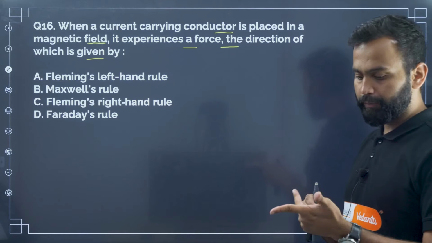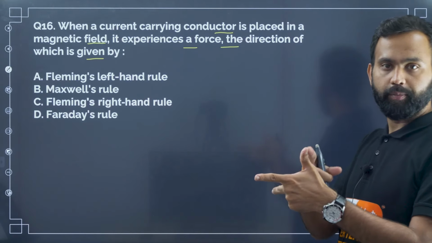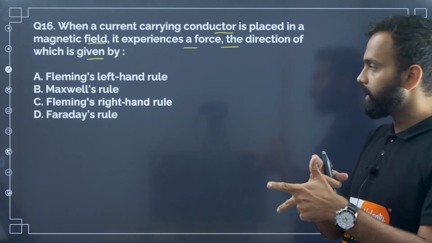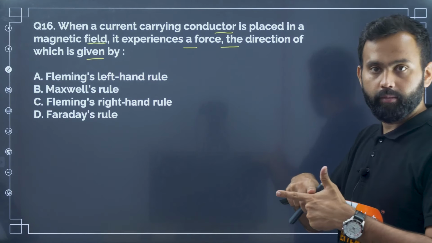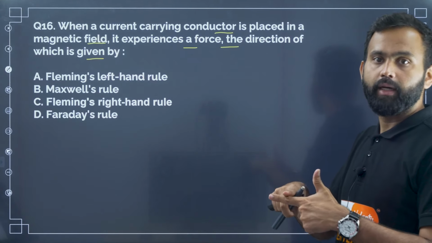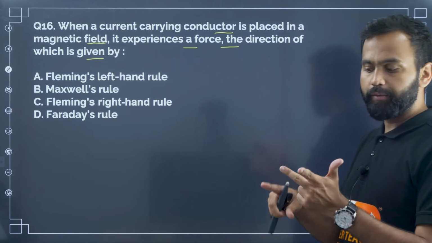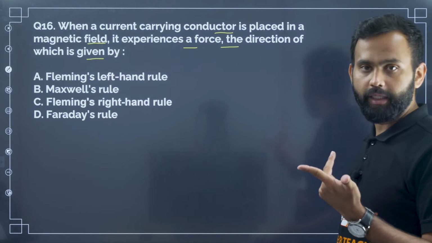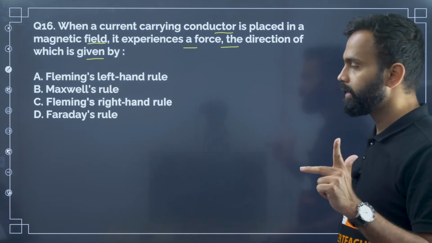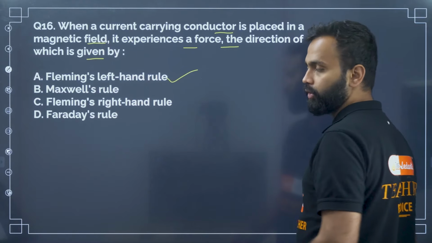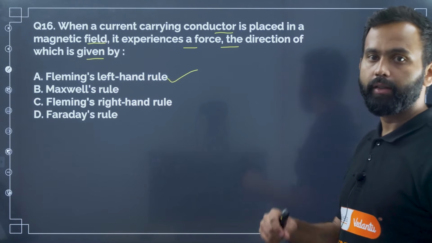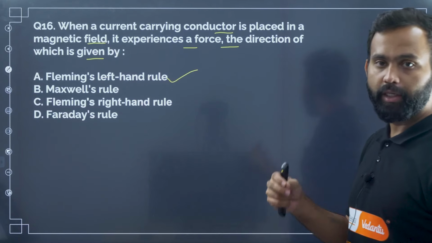So Fleming's left hand rule states that here the thumb represents the force acting on the conductor, and here the index finger represents the field and middle finger represents the direction of the current, isn't it? So by Fleming's left hand rule, you can find the direction of the force acting on the conductor when the current carrying conductor is placed in a magnetic field.